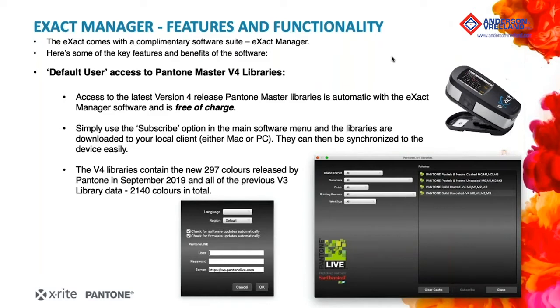A little bit more about those libraries specifically. Those of you still using paper guides will notice the new Pantone libraries released in September 2019 have extra colors in them. There are actually 297 colors in total, and these are what we generally call the 4000 series, so you'll get numbers of 4001 upwards. These are available digitally in these version 4 libraries. They are not available in the previous version 3 or 2 libraries you may have been using, so this is the only method to get this new data onto the eXact.